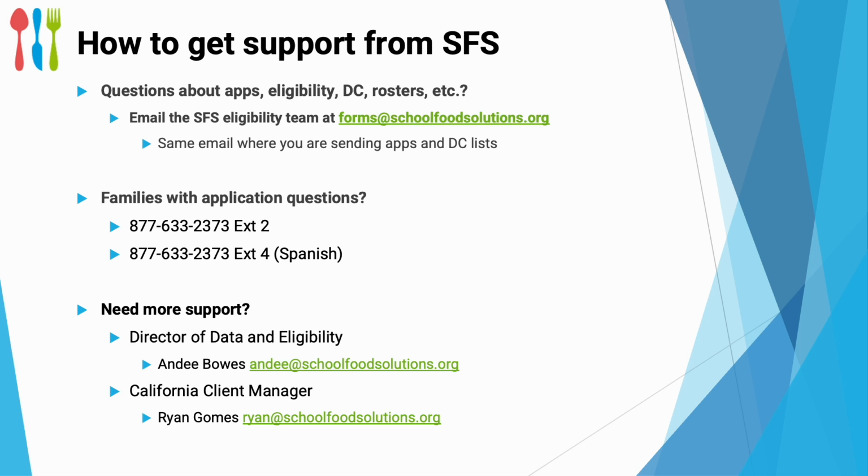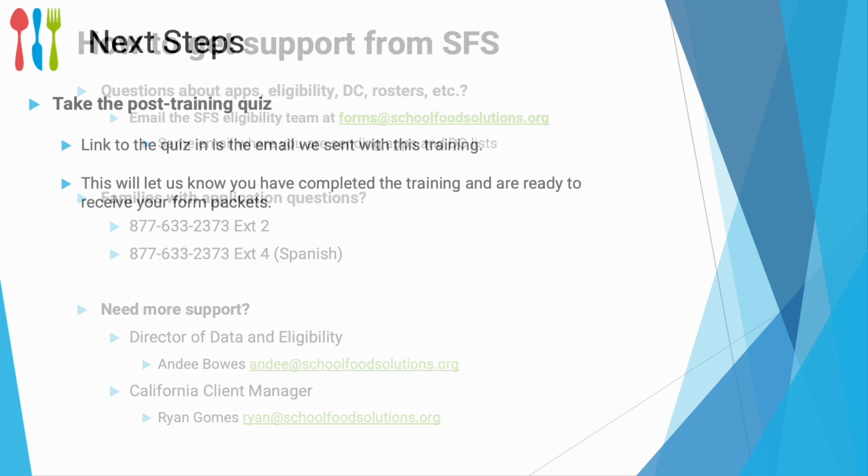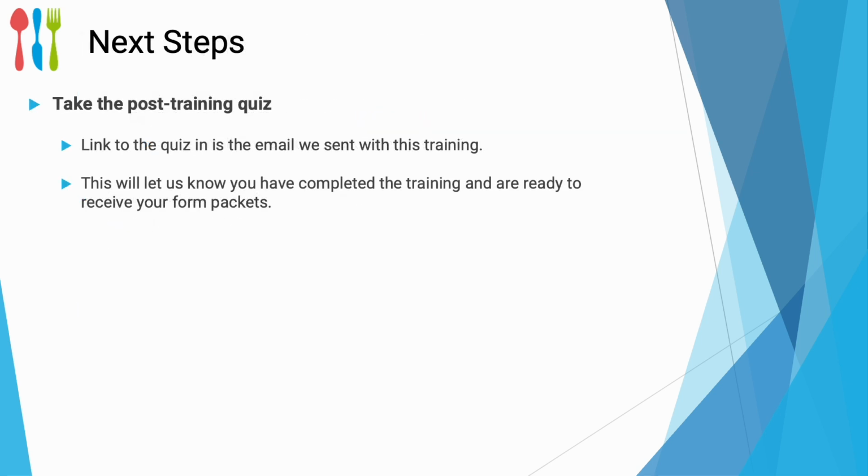If you need additional support, you can always reach out to me, Andy Bose, directly, or you can reach out to your California client manager, Ryan Gomes. The email addresses are listed there. We're happy to help as well. So your next steps. Please remember to take the post-training quiz. That link will be in the email that we sent with this training. That will let us know that you've completed the training and that you're ready to receive your packet with your universal benefit application.